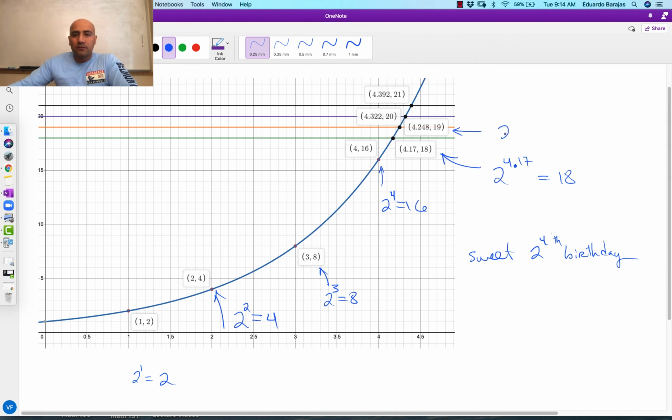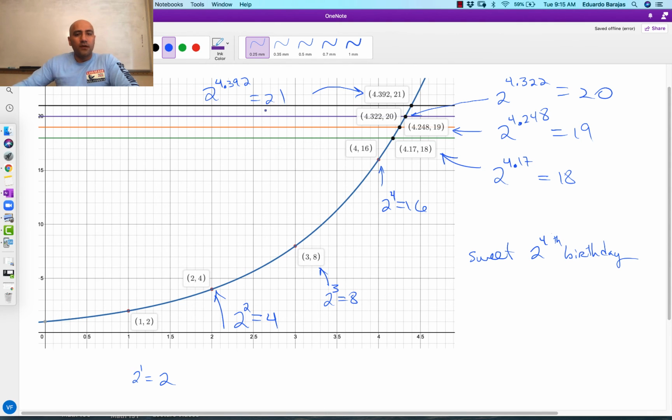19, 2 to the power of 4.248. And of course, this is rounding. It's approximately equal to 19. There you go. 2 to the power of 4.248. That's your 19th birthday. 20, that would be 2 to the power of 4.322. That equals 20. And of course, the big one here in the US, 21, the right to drink. So that would be 2 to the power of 4.392 equals 21.